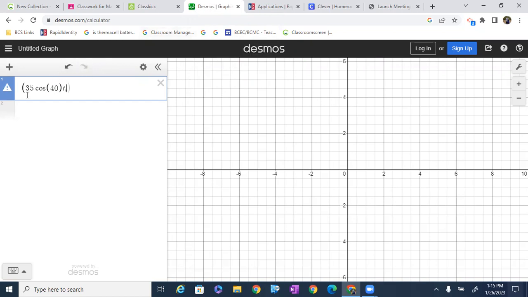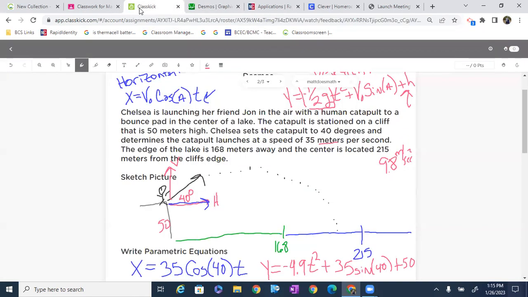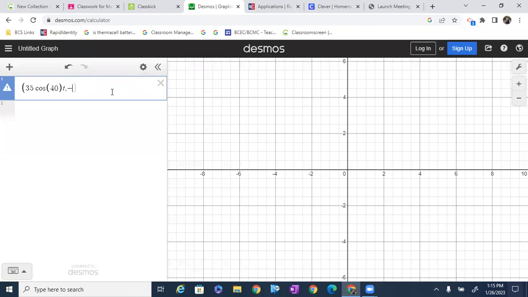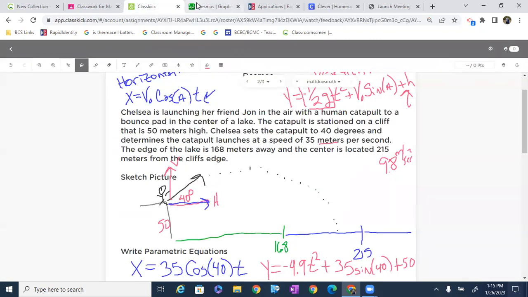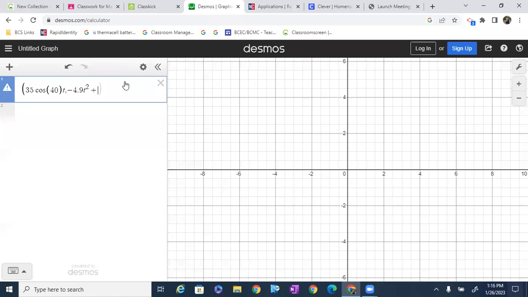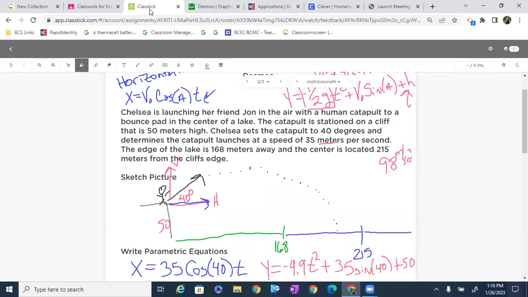Now that's going to give us our X component in this coordinate point that's getting ready to be graphed. Then I'm going to put the rest of the equation in. And remember, we have sine, not cosine, so sine. So negative 4.9, 35, 50. So let's type that in. Negative 4.9 t squared plus, keep typing that in, 35 sine of 40t, and then plus the initial height, which is 50. So let's go back here. Let's make sure I put that t on that equation.